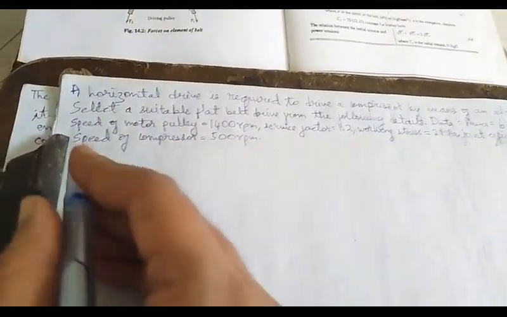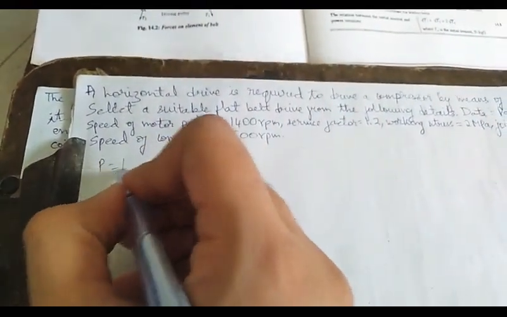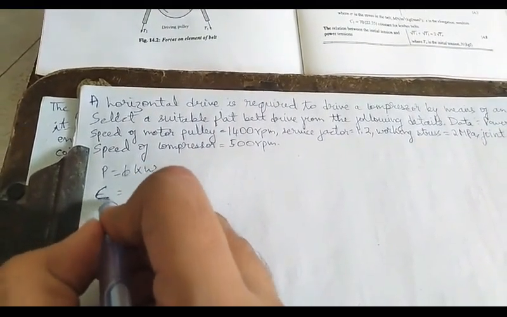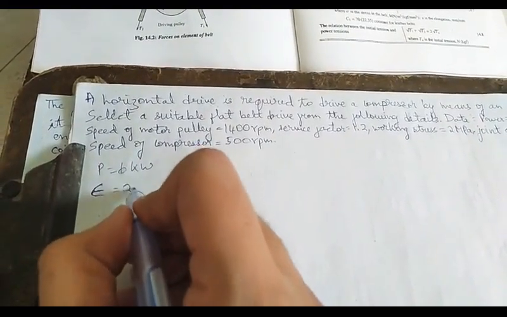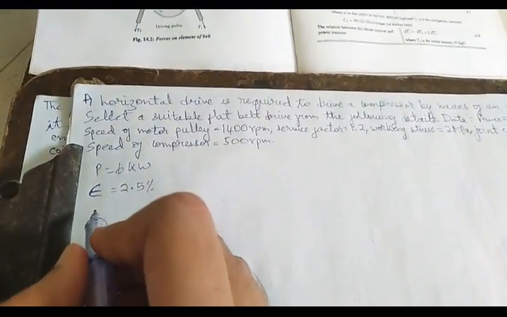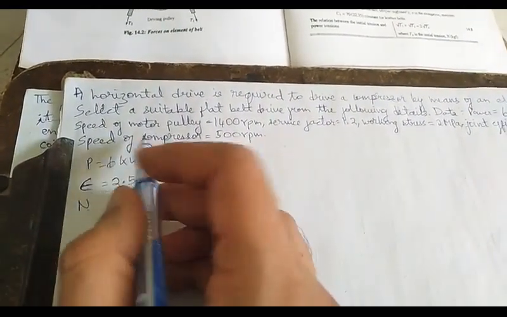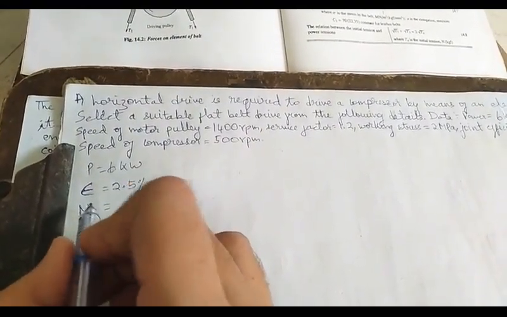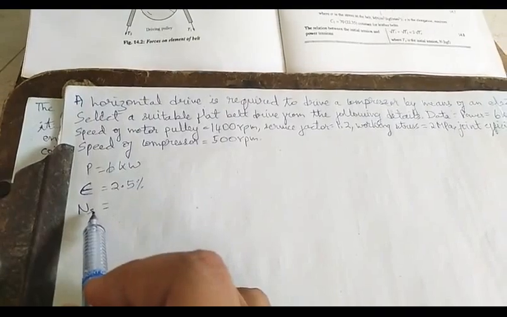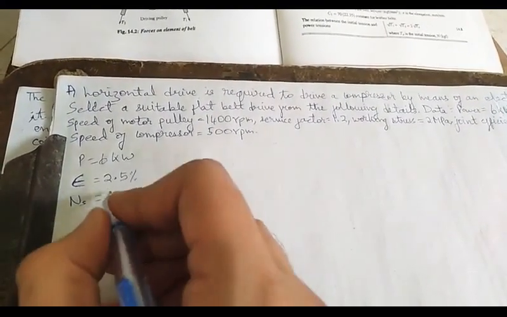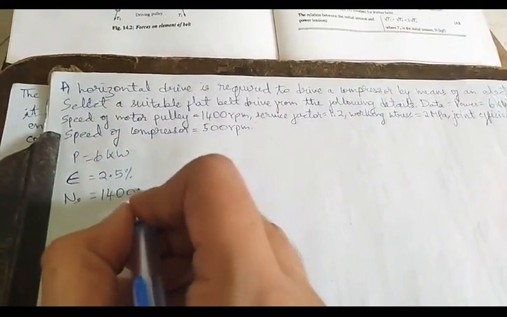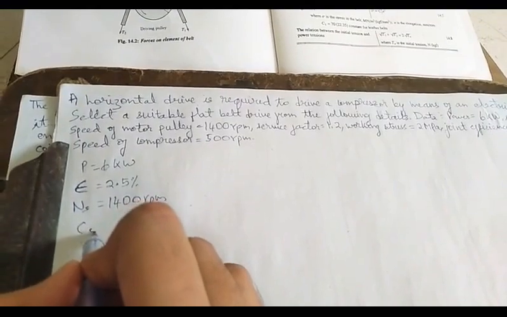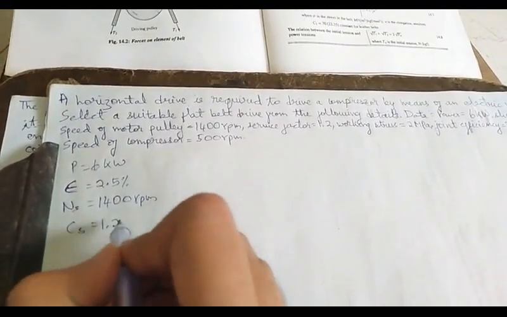Initially we shall write the data given. Power is equal to 6 kilowatt. Slip, we shall call this symbol for slip, 2.5%. Speed of motor, here the motor is the driver, so we shall consider ns, because driver usually will be smaller and driven will be usually larger. 1400 rpm. Service factor, we shall call it as CS, CS is equal to 1.2.